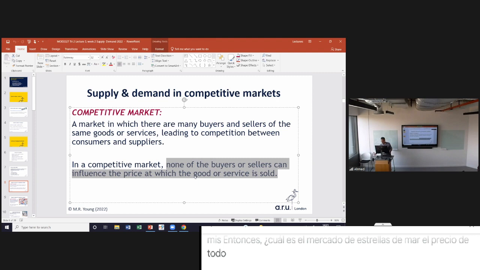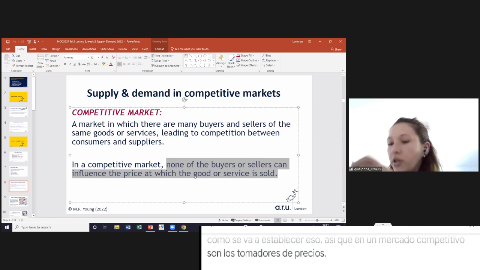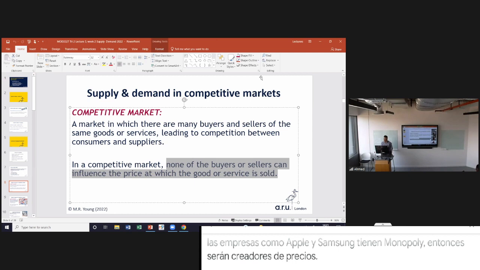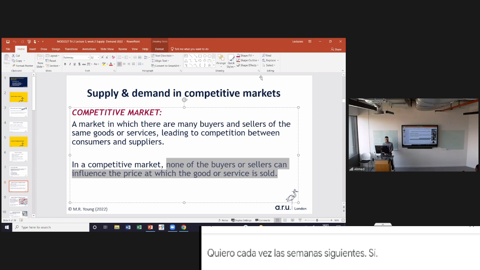So, both the buyers and sellers in a competitive market are price takers. Takers. And you also said that if two companies like Apple and Samsung have a monopoly, then they'll be price makers. I will teach that in succeeding weeks. Any monopoly or oligopoly, if it is one or a few companies controlling everything, they can be price makers.